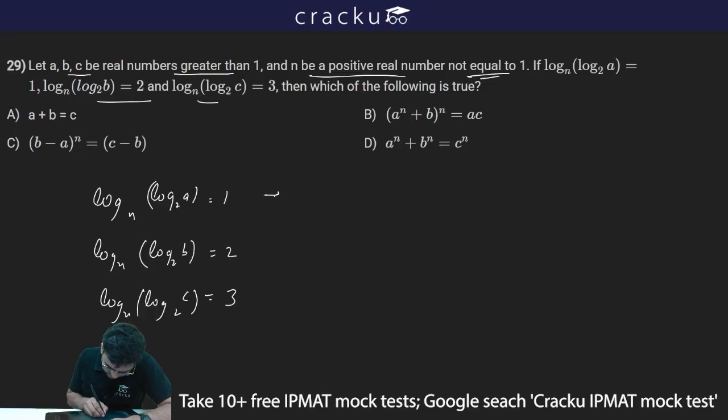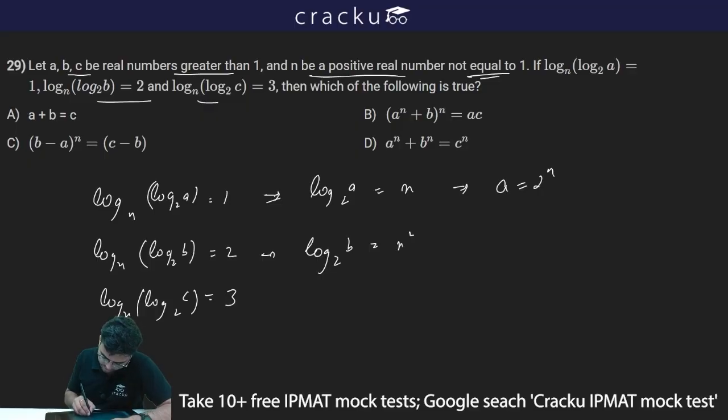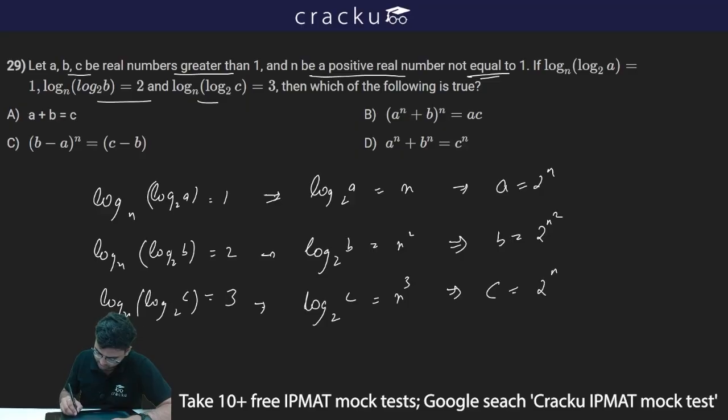So first of all I can just simplify this. This can be equal to log a to the base 2 is equal to n, and thus a is equal to 2 to the power n. Then log b to the base 2 is equal to n square, and thus I can write b is equal to 2 to the power n square. Similarly, log c to the base 2 can be written as n cube, and thus c can be written as 2 to the power n cube. Now we have a, we have b, and we have c.